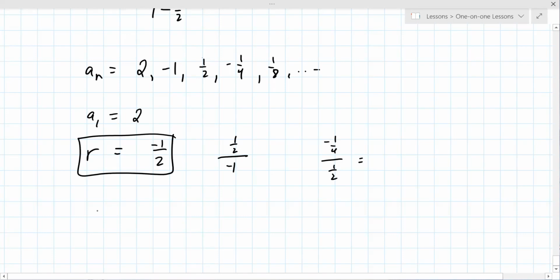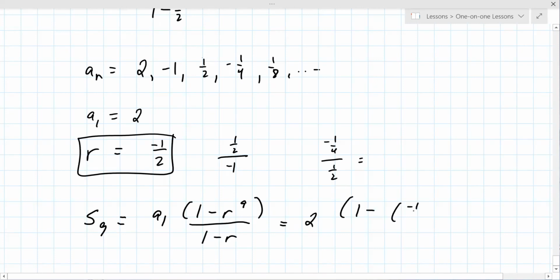Now let's say I wanted the sum of the first 9 terms. I've got to use that formula: a1 times 1 minus r to the 9, over 1 minus r. So your first term is 2, times 1 minus -1/2 to the 9th power, over 1 minus -1/2. You could also just write them all out and add them up, but usually an instructor would give you more terms than you could do that for.